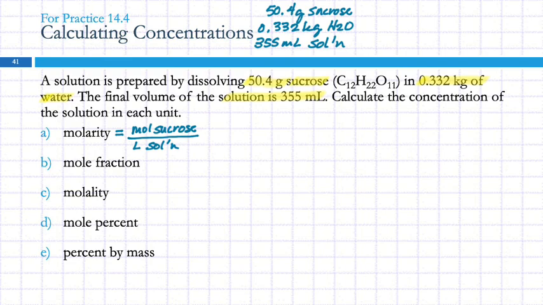So 12 times 12.01 plus 22 times 1.008 plus 11 times 16. So that's a molar mass of 342.3 grams per mole. So if I take my grams of sucrose, I can convert that to moles of sucrose using the molar mass. And grams of sucrose cancel out.